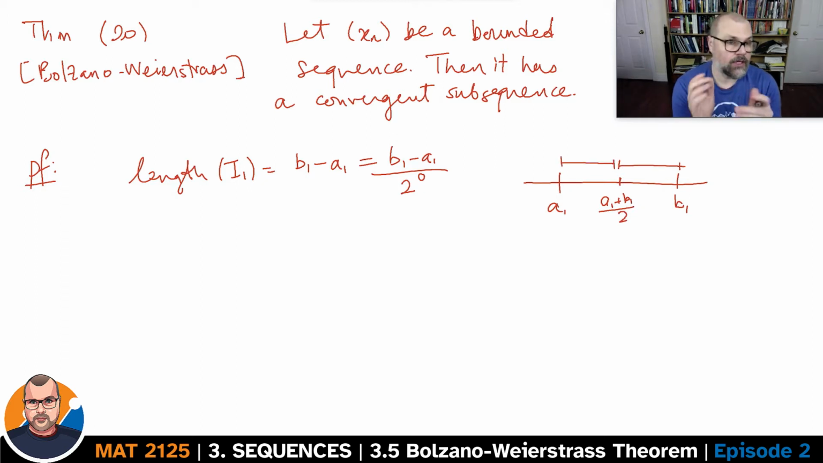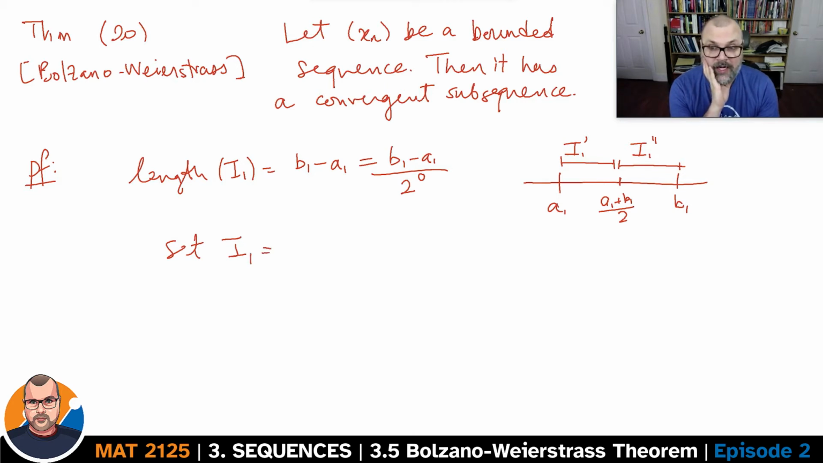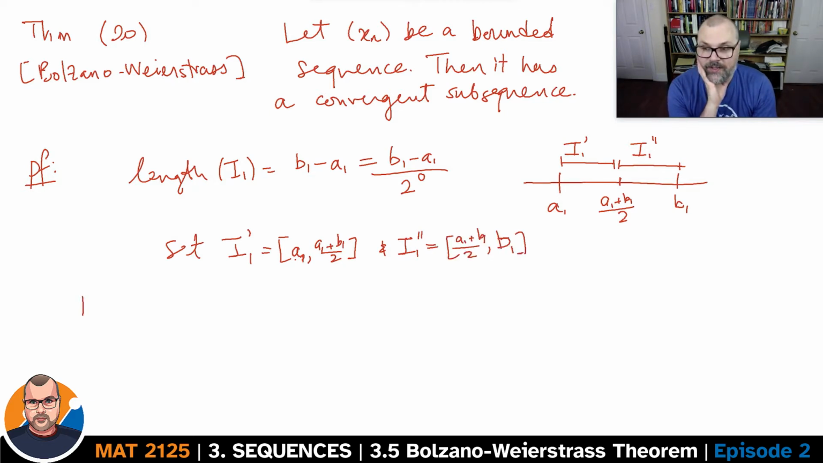The first subinterval I'm going to call I1 prime. Nothing to do with derivatives, it's just a notation. The second subinterval I'm calling I1 double prime. And now I'm going to build two sets of indices depending on which subinterval the terms of the sequence fall in. First, let me explicitly write down what I1 prime and I1 double prime would be. We define the following sets.